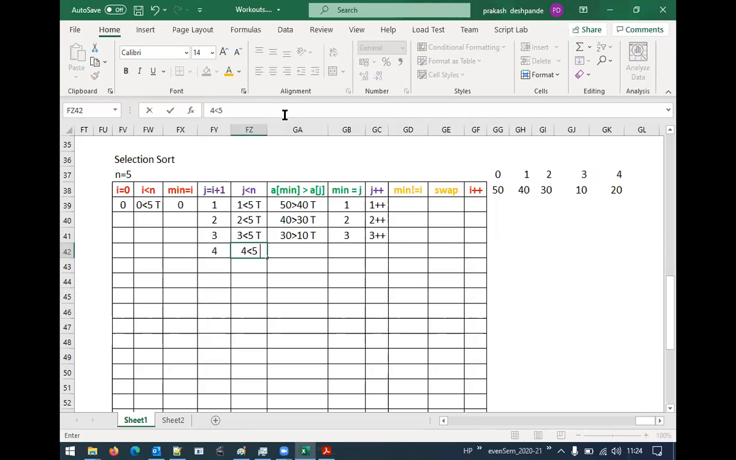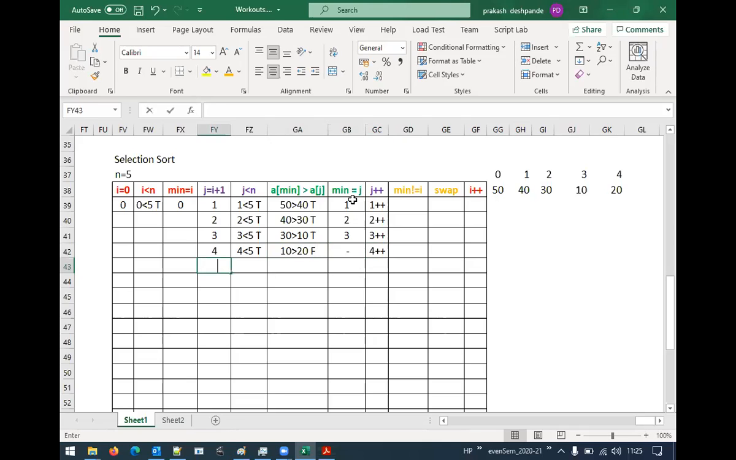4 less than 5, the condition is still true, correct? Now A of min is what? The min value is 3 here. Look at here, it is 3. A of 3 is 10. Is this 10 greater than the next element? The next element is 20. Is it true? False. False means, should I execute min equal to j? No, I should not execute. So I will put a dash here. Correct? Then j plus plus, that is 4 plus plus.